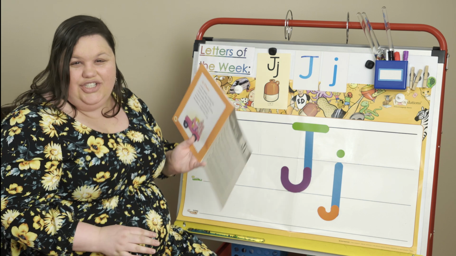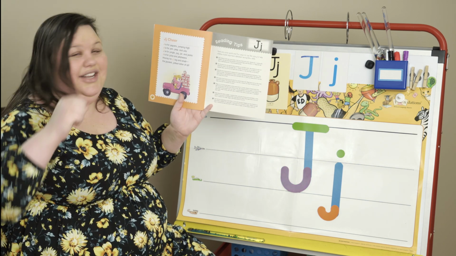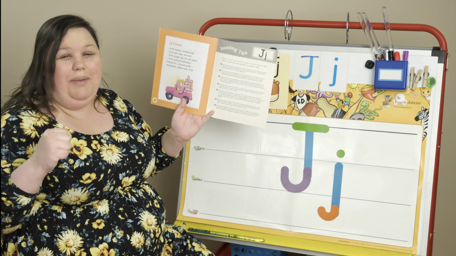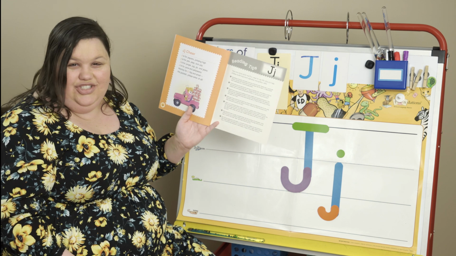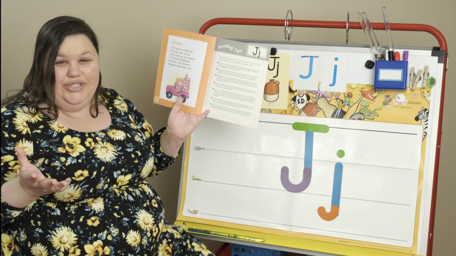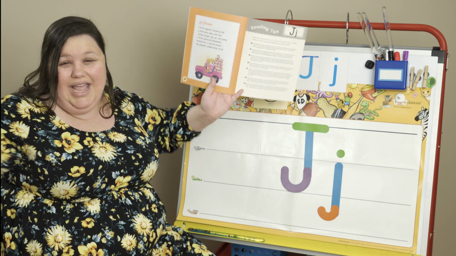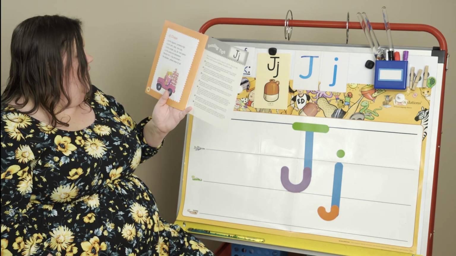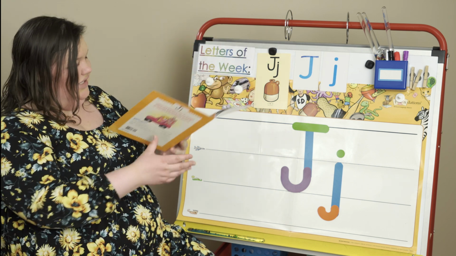Let's do our J cheer. J is for jaguars jumping high. J is for jam, Jeep, and July. J is for jungle, jug, jar, and jeans. J is for juice and jelly beans. Hooray for J, big and small. The jazziest, jolliest letter of all.